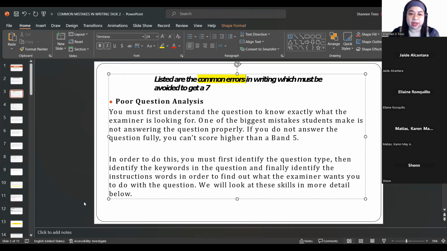Everyone can see my screen, right? I'm highlighting things on my screen. I want to make sure that everyone can see what I'm doing.